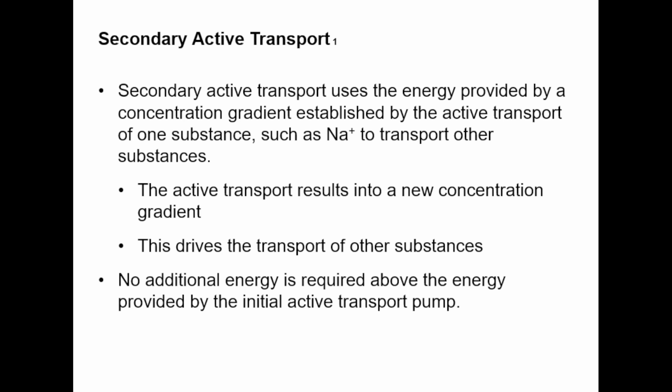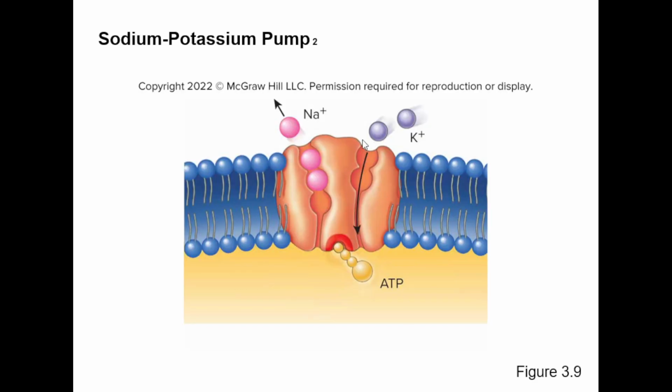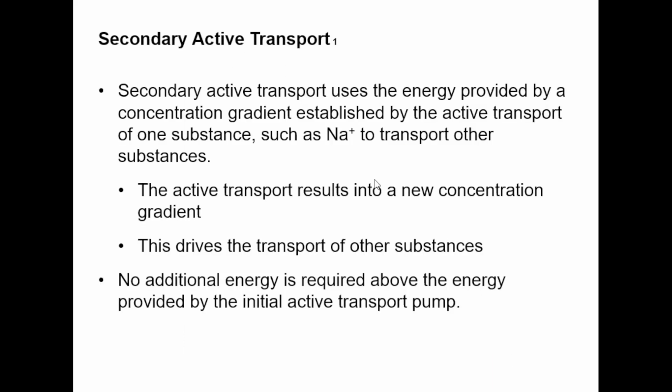Now, there is such a thing called secondary active transport. Because of the movement created by your active transport, there will be abundant sodium outside and abundant potassium inside. The secondary active transport uses the energy provided by the concentration gradient that was established by the active transport. In short, secondary active transport uses the concentration gradient created by your active transport. Right? During the active transport, there is more sodium outside and more potassium inside.